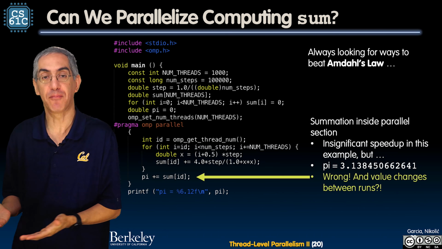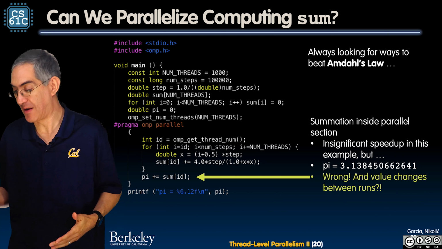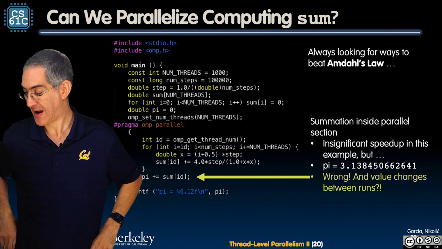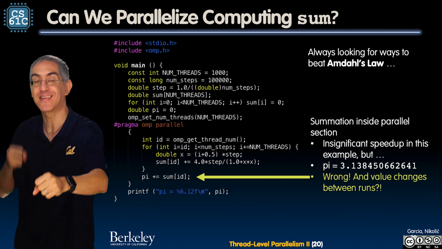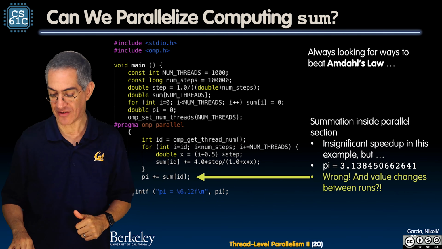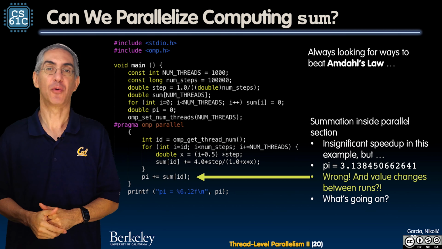Well, the only thing I did differently was I added more threads. That shouldn't be the problem. I changed the steps down by a factor of 10. That shouldn't be the problem. I brought the sum into the parallel part. Can you see why that's an issue? What's going on?